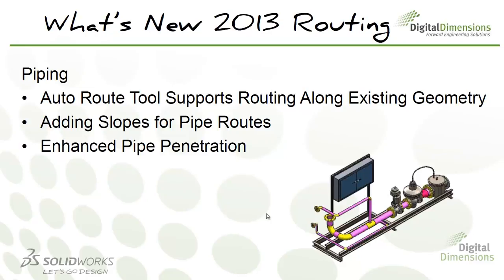And then I'm going to go over the ability to add a slope, which is an angled pipe section where the elbows will bend and change accordingly for the angle of the sloped route section. And then go over the new enhancements for pipe penetration. Pipe penetrations can now be removed. They can also be replaced with an elbow, so I'll show you that. So let's go into SOLIDWORKS and show you this new functionality on the piping side.